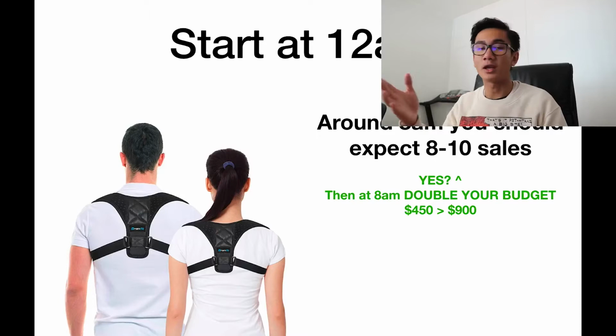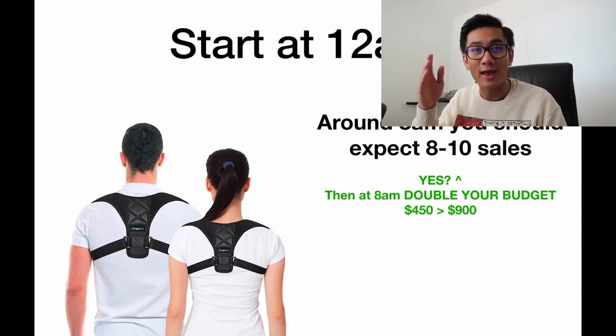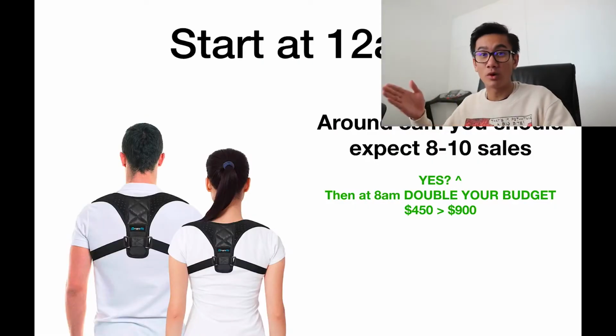That's why I went ahead and used the back corrector. It has a clear example, so you can just switch out the numbers. But you want to double your budget from $450 to $900 at 8 a.m. Usually people say, don't touch the budget throughout the day no matter what. And that's what everyone does. So the people who go against that rule are profiting and doing pretty well. And that's why this strategy works so well.